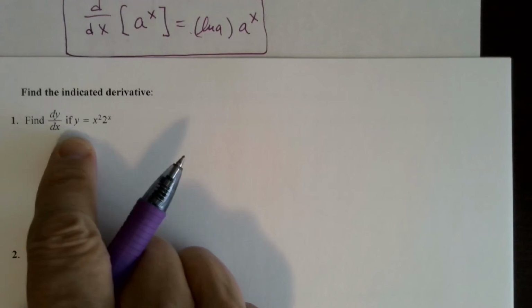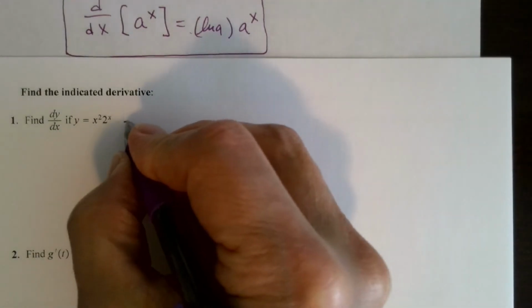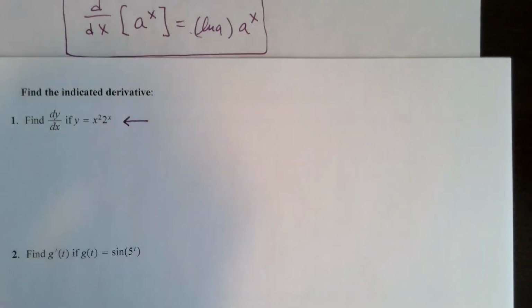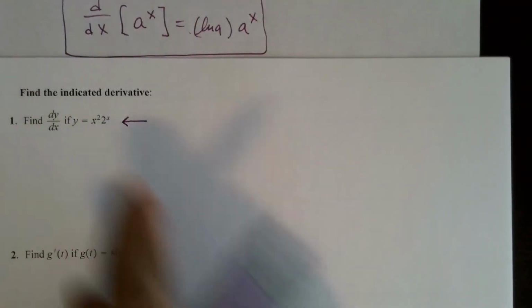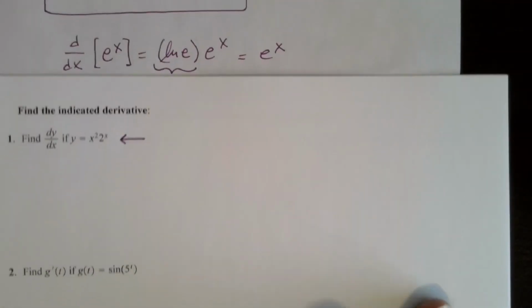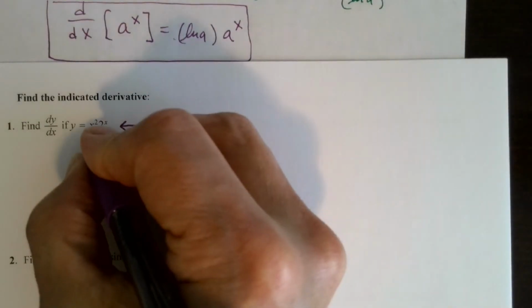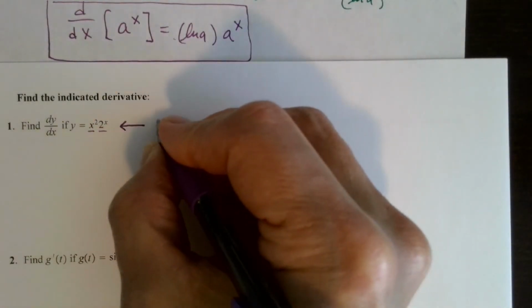Find dy/dx if y is equal to x squared times 2 to the x. So what rule do I have to use to find this derivative? I've got a 2 to the x, so obviously I know, we just did that down here. I've got to know how to do that, right, from this general exponential rule. But I've got x squared times 2 to the x, so I've got a product rule.